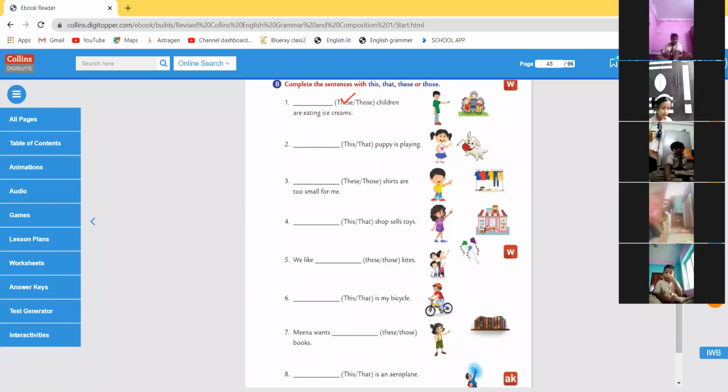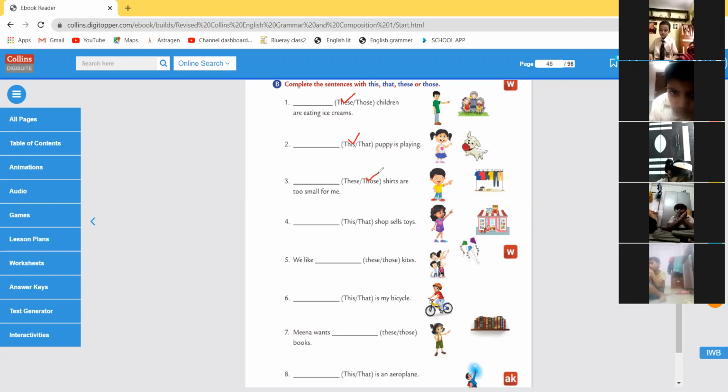Here also, you just have to notice the distance. So these absolutely depend on the distance. So these are children. These children are eating ice cream. Acha. This puppy is playing. Those shirts are too small for me.